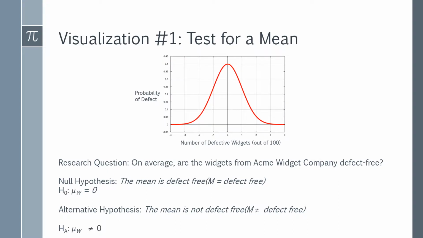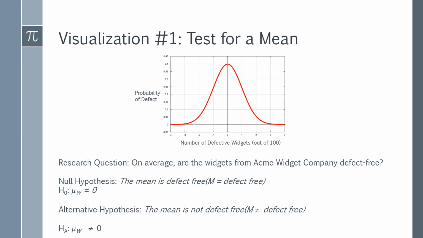Let's look at our first visualization, the test for a mean. You'll notice here that on our y-axis, we have the probability of defect, and on our x-axis, we have the number of defective widgets out of 100, and we have this nice bell shape here. Now, the research question: on average, are the widgets from Acme Widget Company defect free?